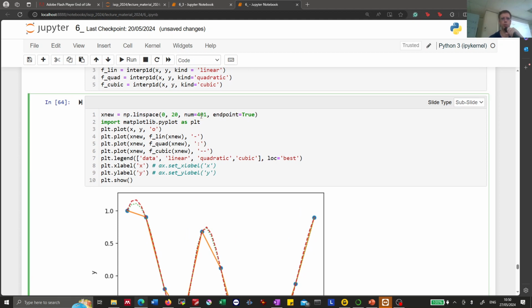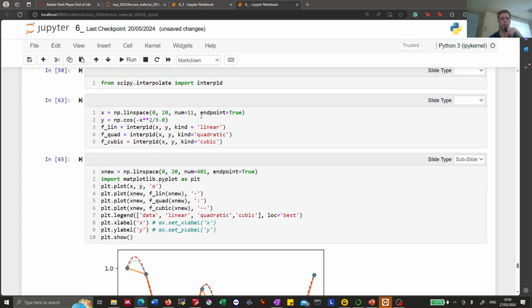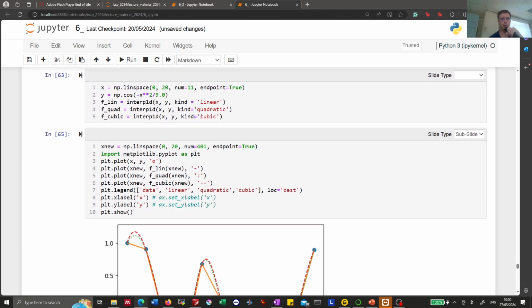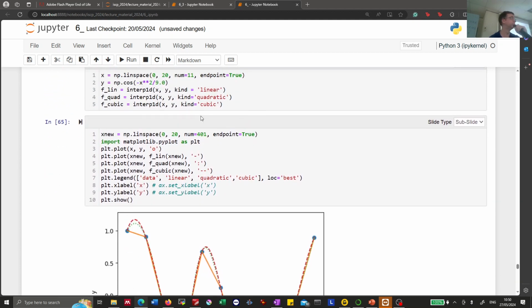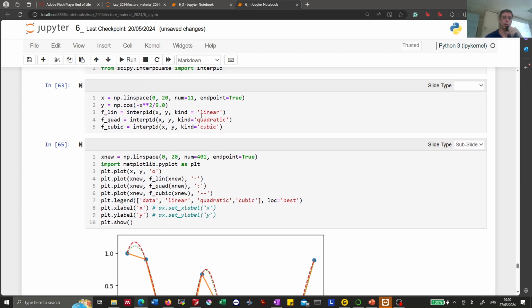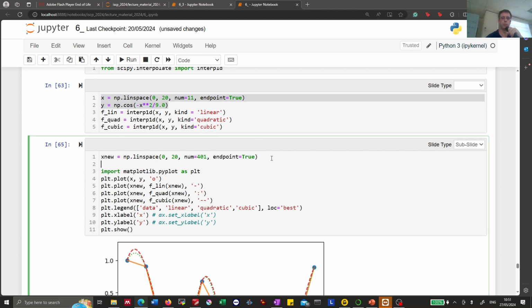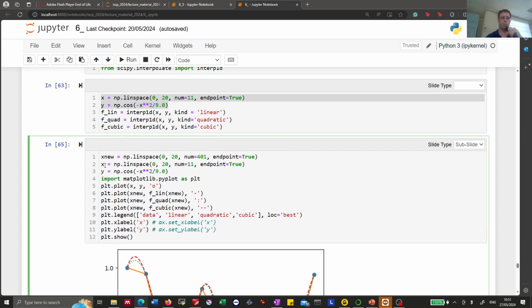Now 41 points are not too many. A little bit more. Now the question is, where do we actually plot the real data? I just showed you the interpolation. How do we judge the quality of the interpolation? Well, we would need to define another array. Let's do this over here. That is a little bit more densely sampled.